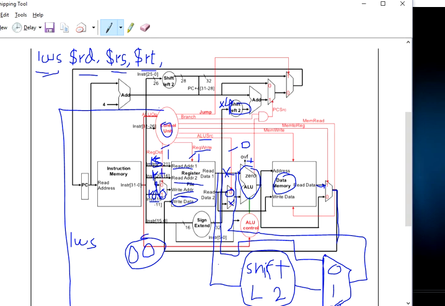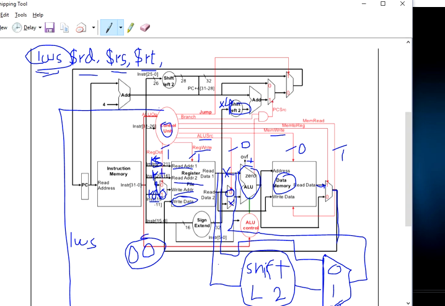Okay. All right. How about memory write? We know memory write is whenever we're writing in the memory, but in LWS's case, we're not writing in the memory, we're rather reading from the memory. So memory read is going to be 1 because we want to read from the memory. Memory write is going to be 0.